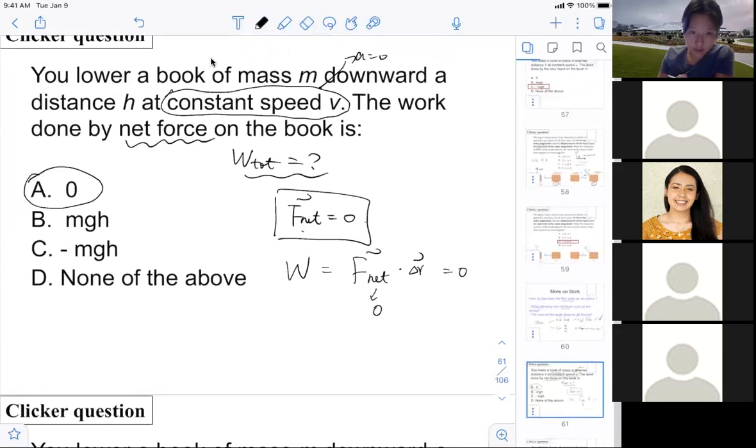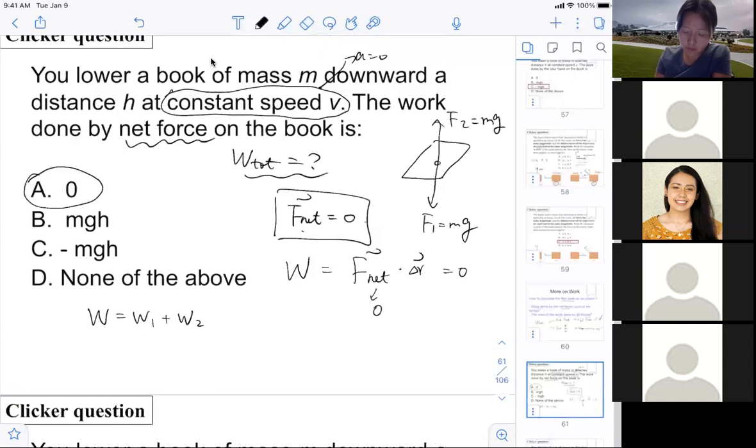Now, if you take a different approach, saying, what if I calculate the work by individual forces separately and add them together? You realize there are just two forces here. Force 1 is gravity. Force 2 is a force by your hand, which is also mg, but pointing upward. The work from gravity is mgh, positive. The work from your hand is negative mgh. We have calculated these from the previous question. So you can add up the individual work and they still give you 0. The two methods essentially give you the same result, and they should be consistent.